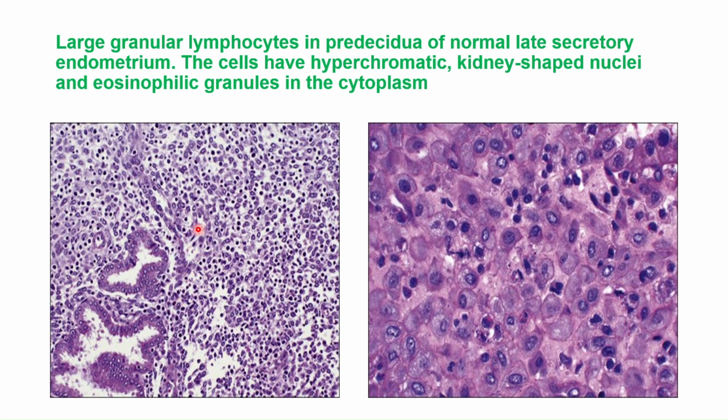So here in this section you can see an abundant number of large granular lymphocytes in the decidua of normal late secretory endometrium. These have hyperchromatic kidney-shaped nuclei and some granules. So these are dark hyperchromatic large granular lymphocytes, and these are the decidual cells or stromal cells showing pre-decidual change.